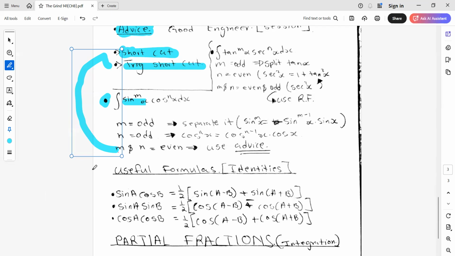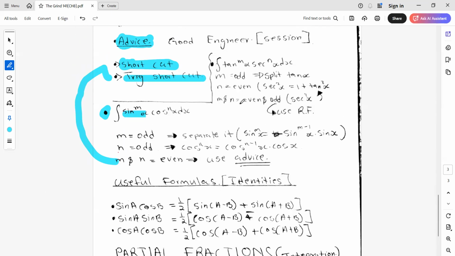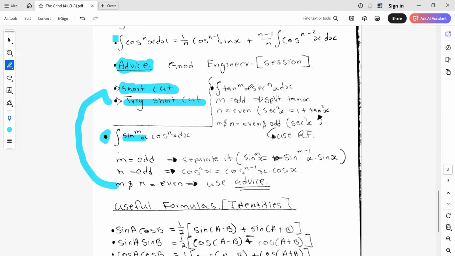All right, and then moving on, about tan to the power m multiplied by sec to the power n, this is the same concept as that one, but it changes. About tan to the power m, if m is odd, this is what you will have to remember: you have to split tan, right? Split tan. And then if n is even, n is for sec, what you have to do is make that sec squared equal to 1 plus tan squared of x, and then you will proceed.